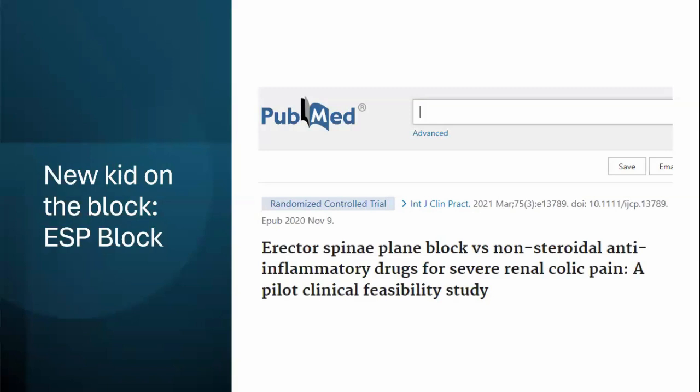in the NSAID group. Patient satisfaction was better in the erector spinae block group, just because with your Marcaine and steroids, you can actually have good pain relief for up to 24 hours. Obviously, it was a pilot study with 40 patients. They need a large double-blinded RCT to confirm this. But it might be an option.